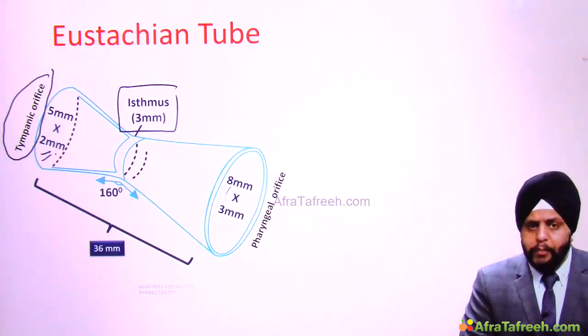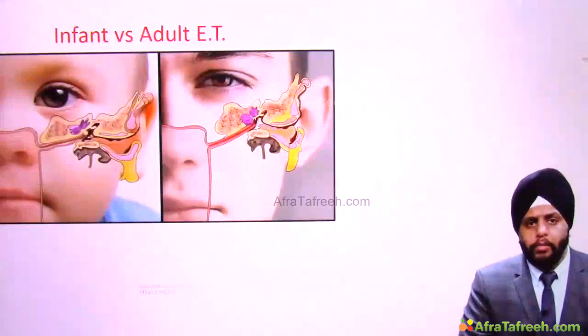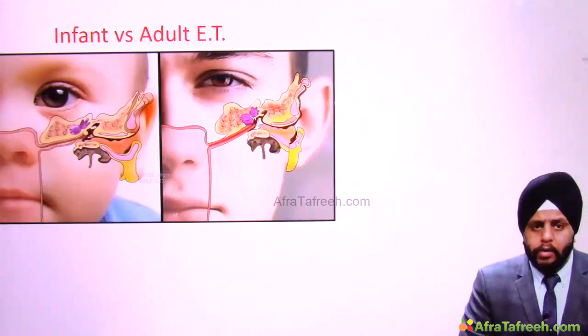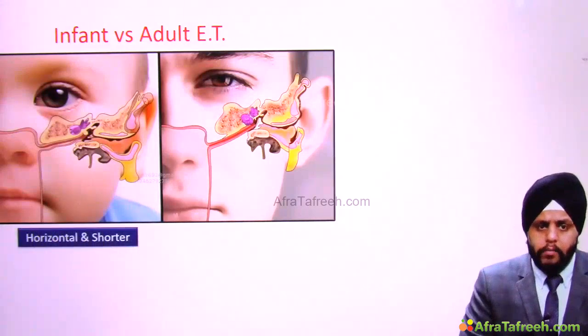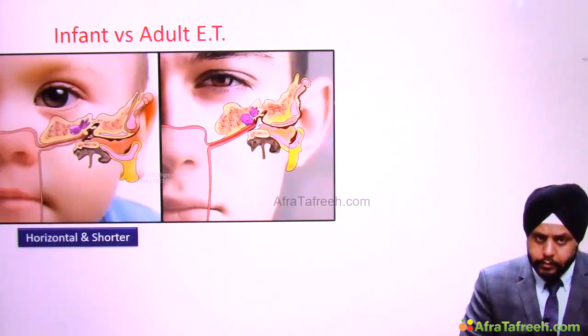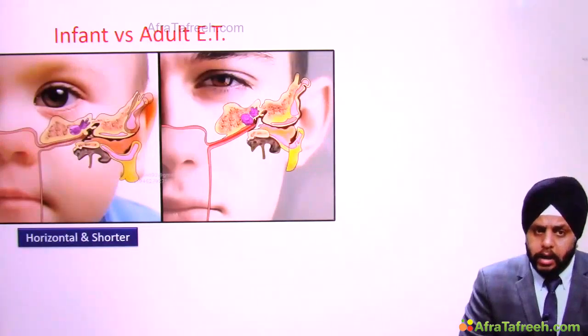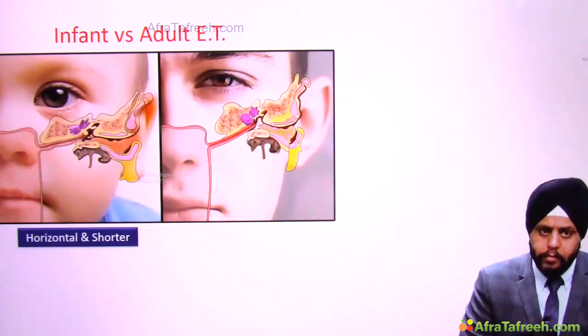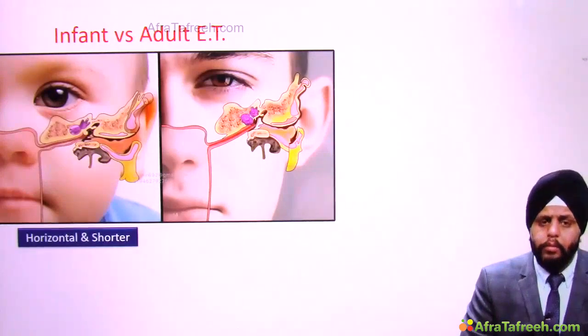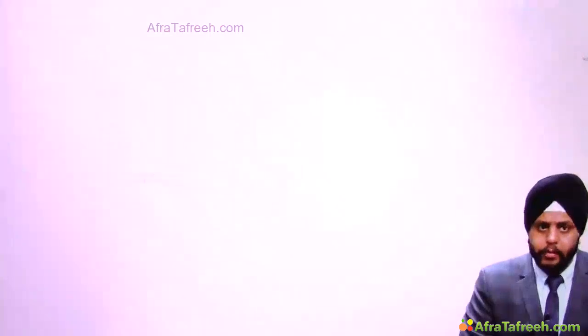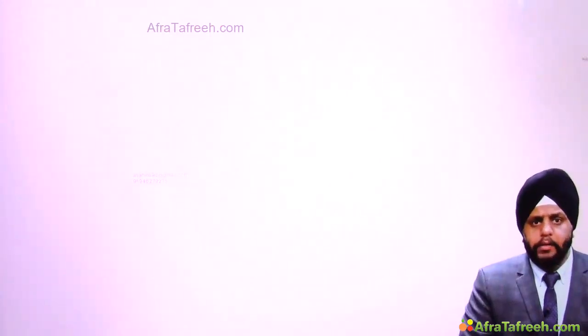cartilage. Okay, right? The next thing I taught you, the infant Eustachian tube is shorter and more horizontal. Therefore, chances of infection traveling from the pharynx to the middle ear is higher in children. So, children are more prone to middle ear infections. All right.